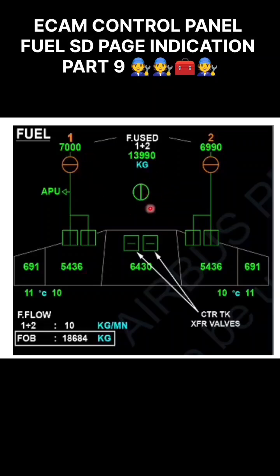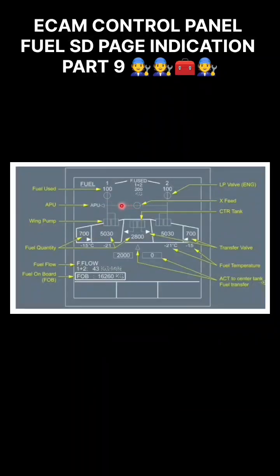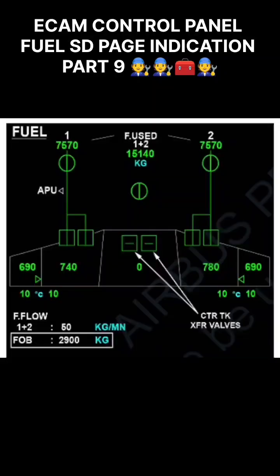If we talk about the cross feed valve, here also inline green means the valve is open. Inline amber means the valve is open with the cross feed push button off. This is your transfer valve indication, and this triangle is green during a transfer to the inner cell. It will come green once fuel is transferred to the inner cell.